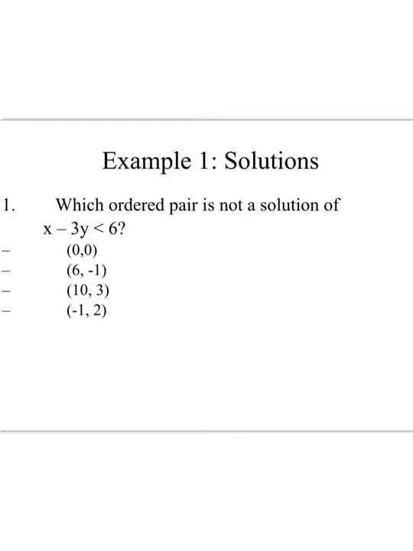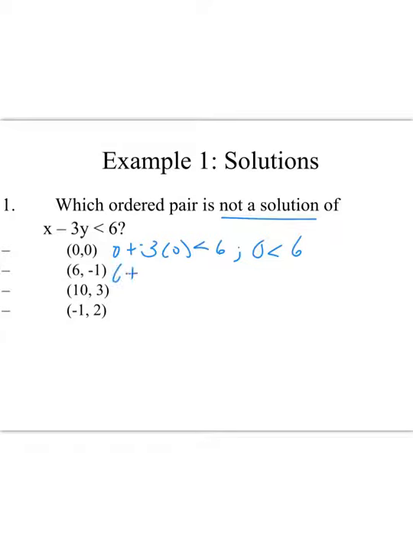So just like when we were solving equations and graphing linear equations, the first thing we're going to do is check which ordered pair is the solution. And you can even do this in your head if you want, or you can write it out. So for this first one, 0 plus -3 times 0 needs to be less than 6. Well, -3 times 0 is 0. 0 plus 0 is 0. 0 needs to be less than 6. That is true. We're looking for the one that does not work.